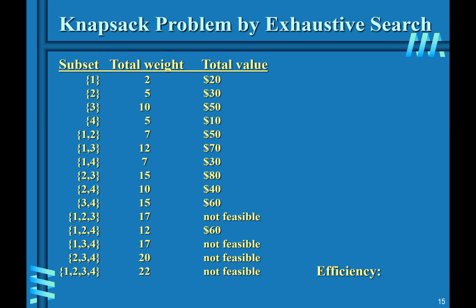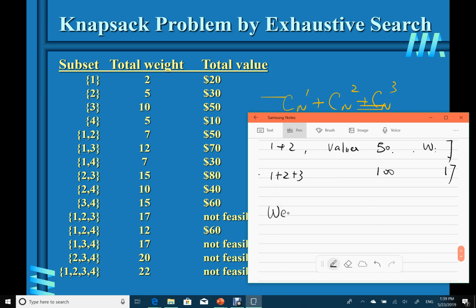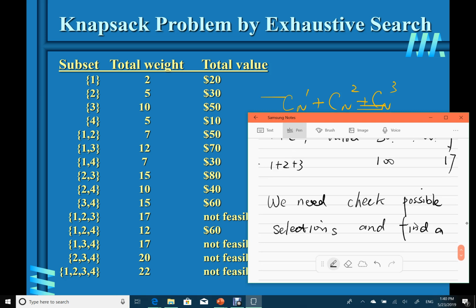So this corresponds to considering all the possible selections. From the n, we select 1, plus n select 2, plus n select 3, and so on, even selecting all. In that case, it is O of 2 to the power of n. This is the time efficiency of the knapsack problem. If we write it down, it means we need to check all the combinations, all the possible selections, and find the best one.